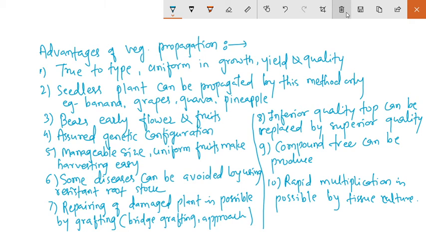Then we will discuss disadvantages. So vegetative propagation has a number of advantages. Similarly, it has some disadvantages also. So which are the disadvantages? These plants are not much sturdy.